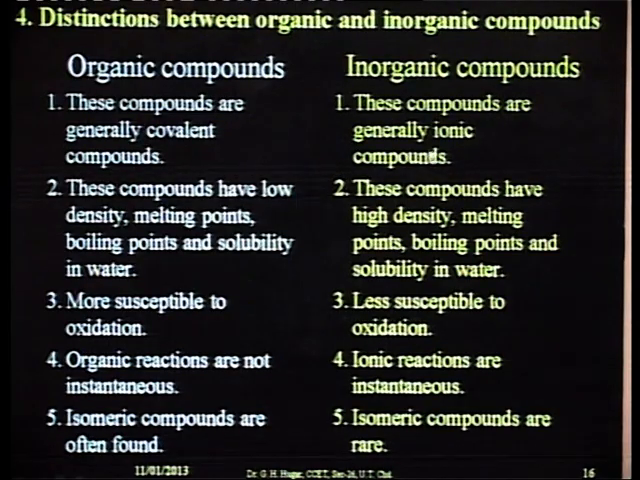They are ionic. For example, common salt is soluble in water, an ionic compound. Organic compounds have low density, low melting point, low boiling point and low solubility in water. Since they are covalent compounds, they are probably soluble in water only due to hydrogen bond formation, or else they are insoluble in water. However, most inorganic compounds are water soluble, and they have high density, high melting point and high boiling point. So, this is one important distinction.